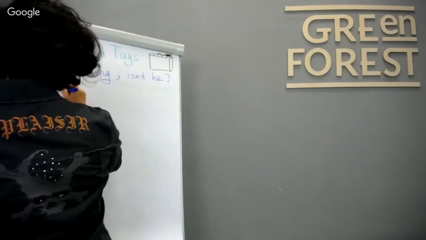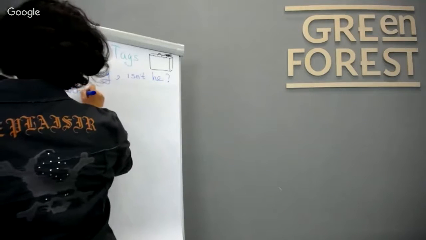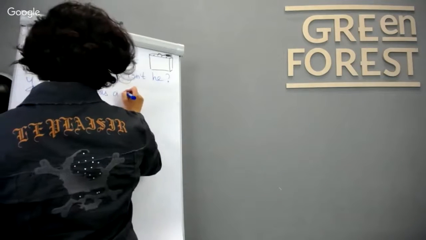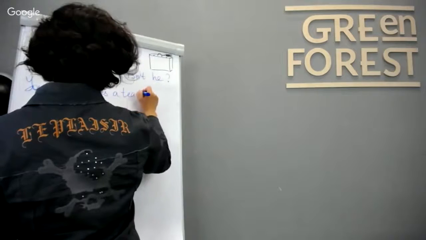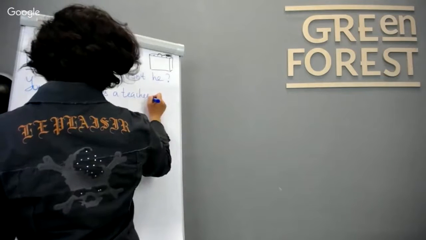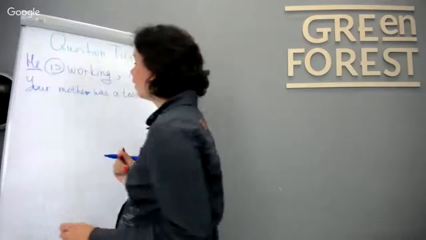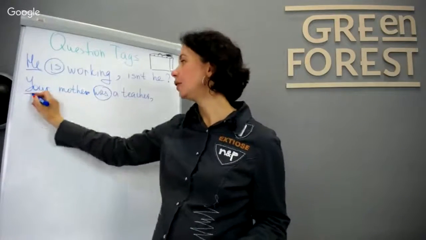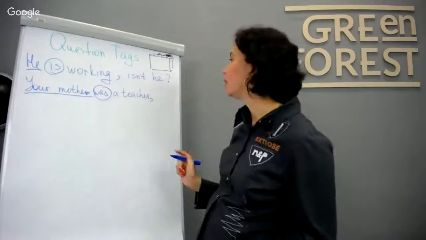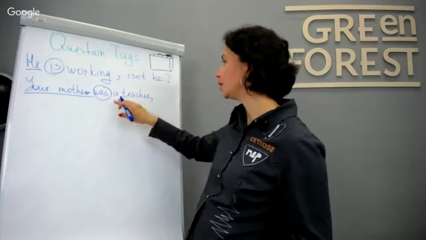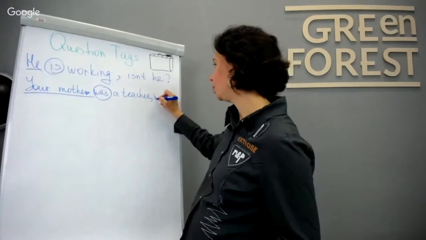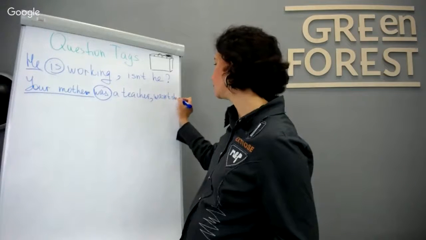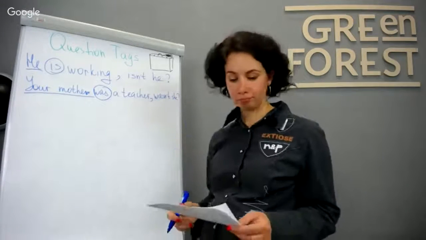Your mother was a teacher. Auxiliary verb was, and your mother is the subject. So how to create a question tag? We need to create the negative form. Wasn't she? That's it.